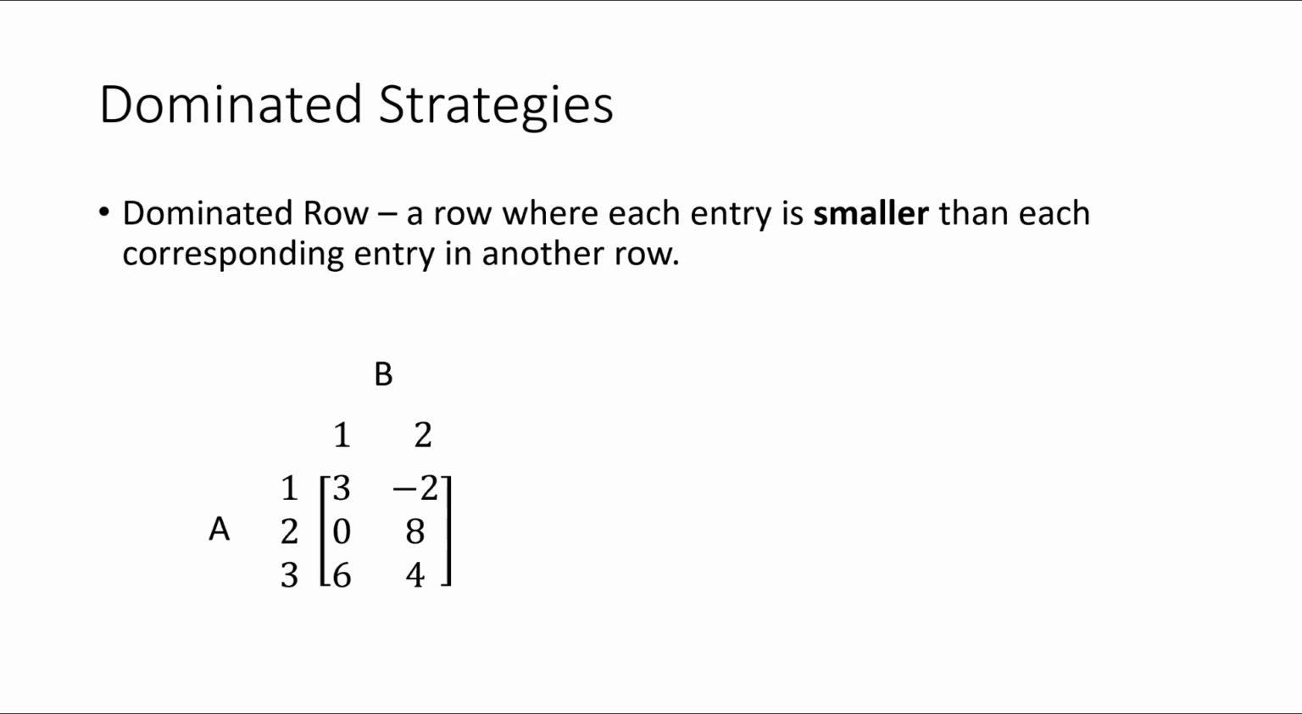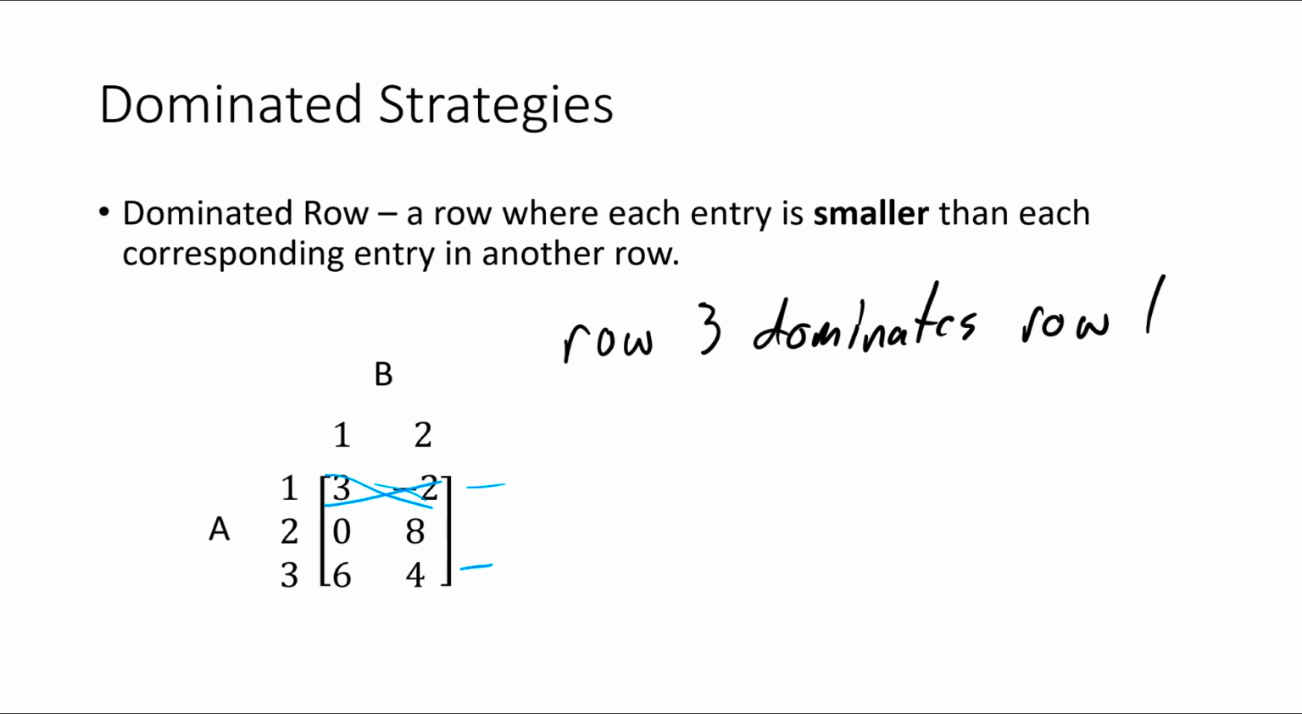All right, let's compare rows 2 and 3. 6 is bigger than 0, but 4 is smaller than 8. So again, each row has one that's bigger and one that's smaller, so there's no domination there either. Our last comparison is row 1 and row 3. We have 6 is bigger than 3, and 4 is bigger than -2. So both elements in row 3 are bigger than their corresponding elements in row 1, and so we would take row 1 out. This would be dominated. What we would say is that row 3 dominates row 1.